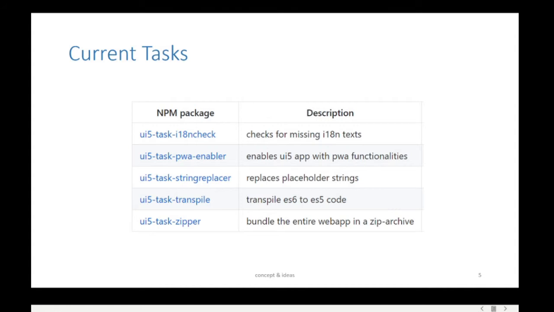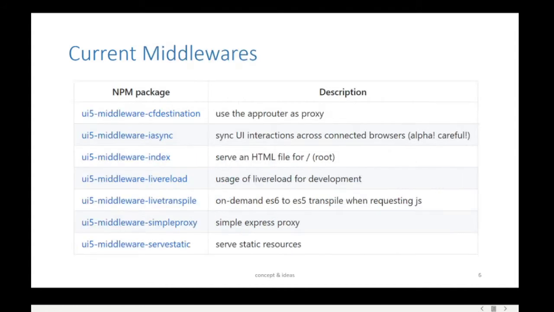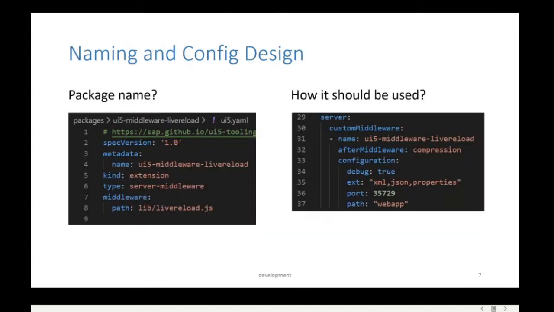And tasks are more about build time. There is also another type of extension, which is middleware. Here you can see examples like serving static resources and live reload for development. So these are more about development, and these will work with the watch command, for example.